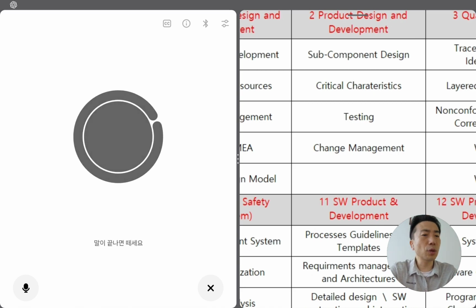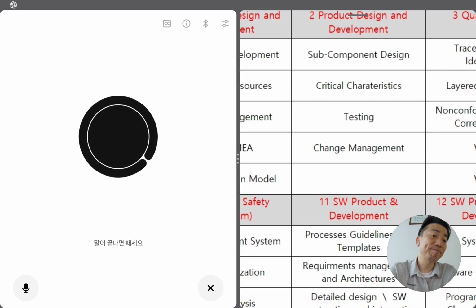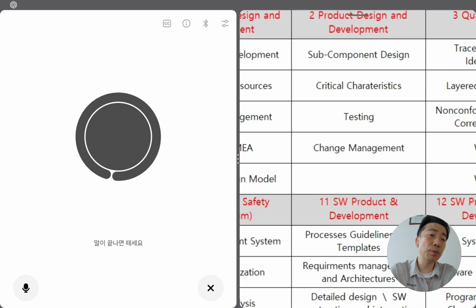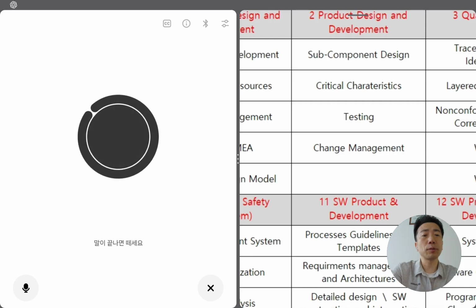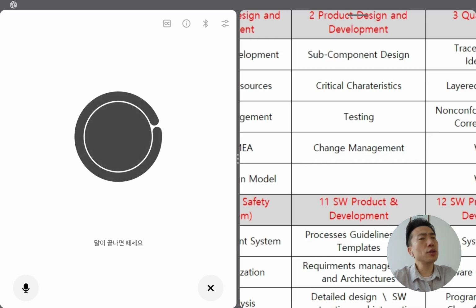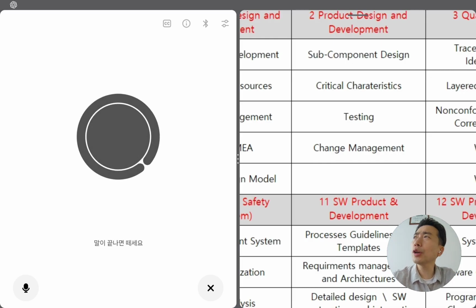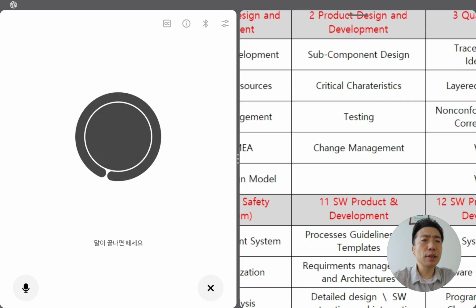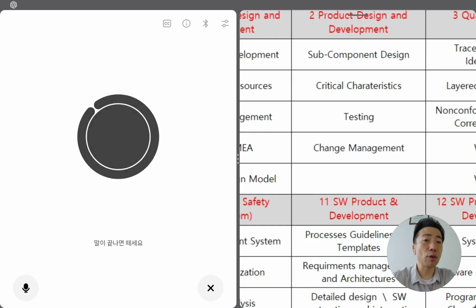GPT, I have something to tell you. I think you don't know our automotive camera products very well. However, could you please share example critical characteristics with me for our product?